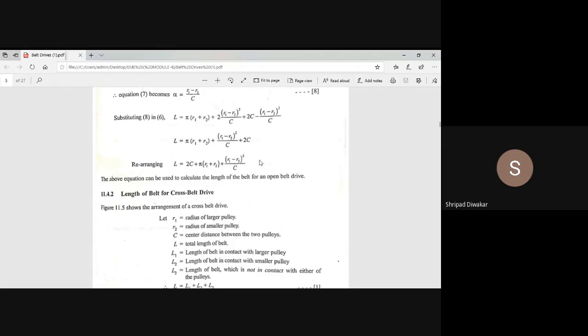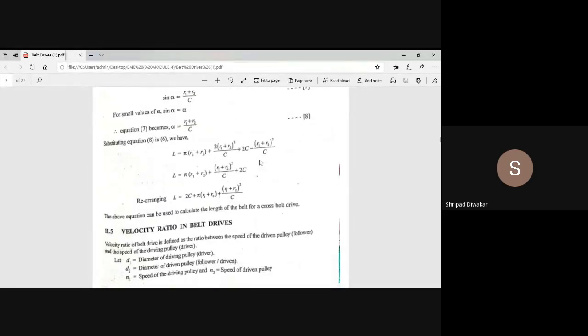In yesterday's class, I derived the length of the cross belt drive, and the equation you get is L equals 2C plus pi into (R1 plus R2) plus (R1 plus R2) whole square divided by C. So in the case of open belt drive you get R1 minus R2, and here you get R1 plus R2.